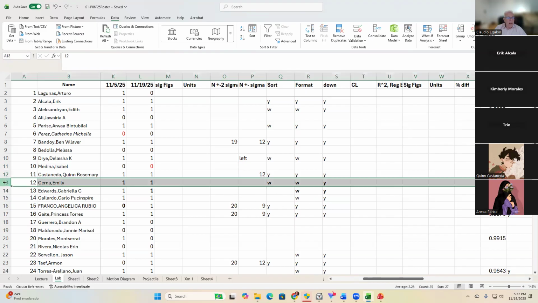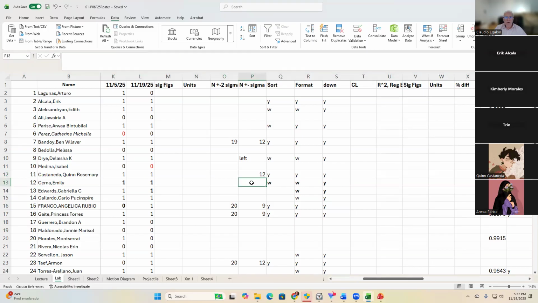So let's see. Emily Sedna. Emily left. Right. Next, Gabriela. Gabriela is not here either. She left. Okay, Carlo Gallardo. Did you progress there, Carlo?